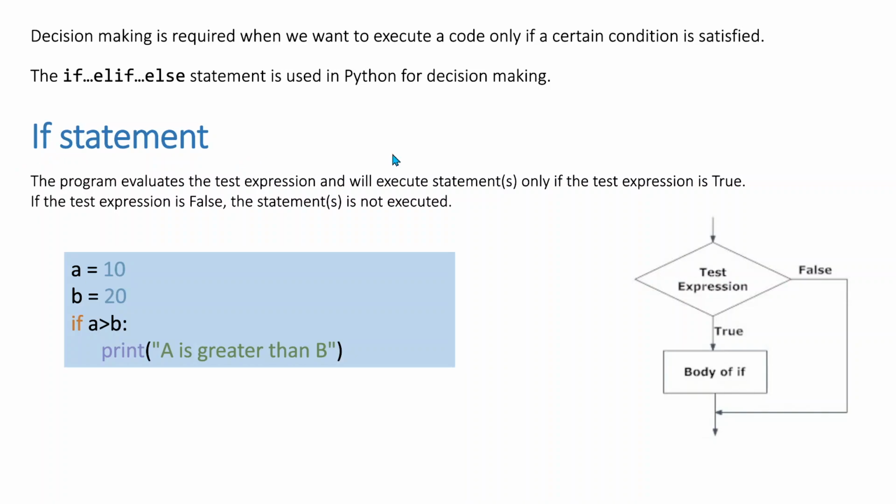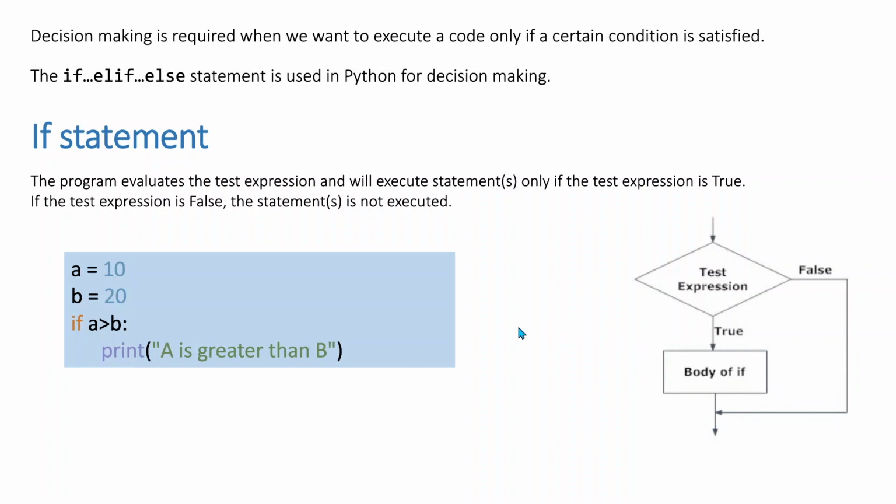First we have the if statement. Let's look at the definition of the if statement. The program evaluates the test expression and will execute statements only if the test expression is true. If the test expression is false, the statement is not executed. To explain this definition, I have a simple flowchart here. We have a test expression, or we can call it a condition. If the condition is satisfied, if the condition is true, it will go and execute the body of the if statement. If the condition is false, it will go out of the body and will not execute the body of the if statement.